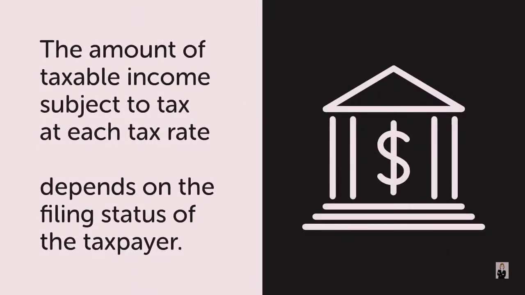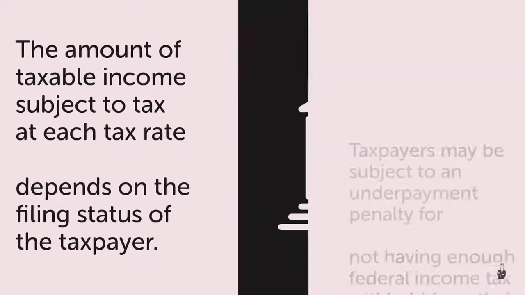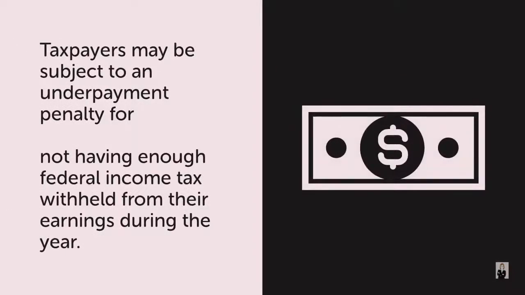The amount of taxable income that is subject to tax at each tax rate depends on the filing status of the taxpayer for the tax return. Taxpayers may be subject to an underpayment penalty for not having enough federal income tax withheld from their earnings throughout the year.